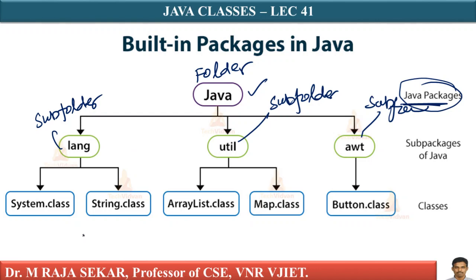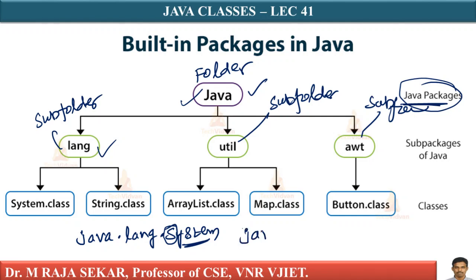For example, this can be written like this: java.lang. Java is a folder, a package, in which I have a subfolder. This is another package, a sub package I can say, in which I have the class System. System is a class. Class names always start with a capital letter. In a similar manner, I can write java.util.ArrayList. ArrayList is my class name. ArrayList has two words, and each word must start with a capital letter.